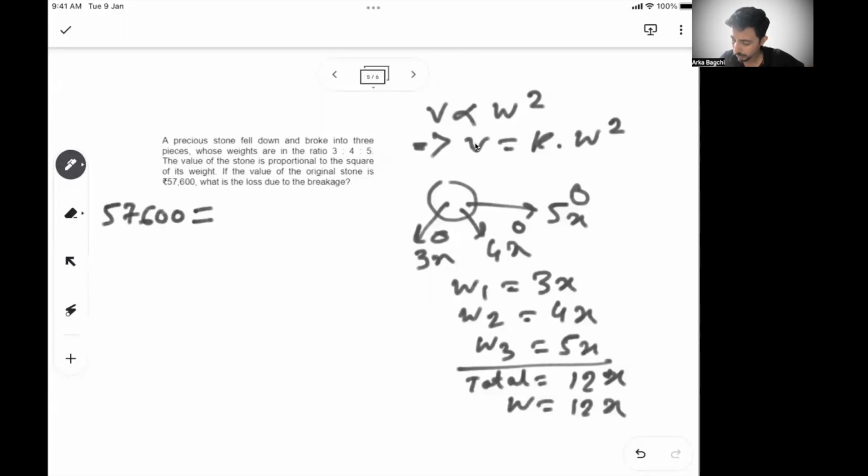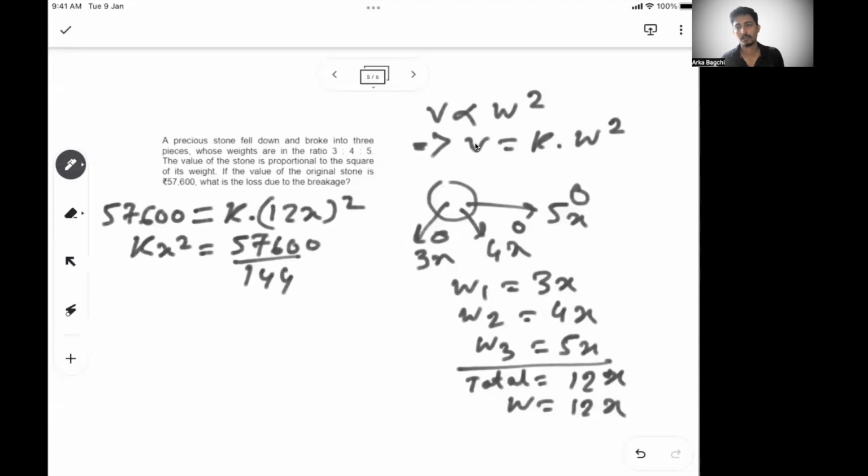So K, the original stone's weight is 12x. That means (12x) whole square. So can I say Kx square is 57,600 divided by 144, right? And if you actually calculate, it will become 400. So Kx square is 400. That's what we got, right?